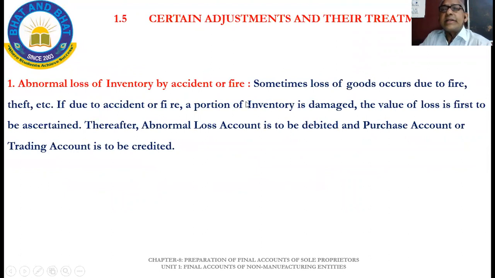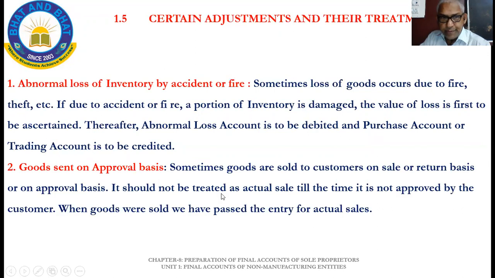Okay. Then about abnormal loss. This again, anyhow, I have to take it tomorrow only. Today time will not be enough. Anyhow, we will see. Abnormal loss of inventory. We have studied what is abnormal loss, how it will be accounted, right? Abnormal loss will be debited to the P&L account. We have studied. Abnormal loss will be calculated, and journal entry will be P&L account debit to abnormal loss.